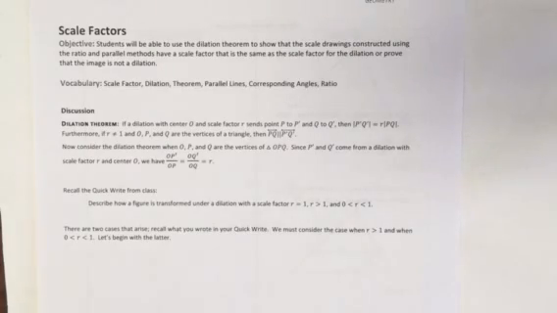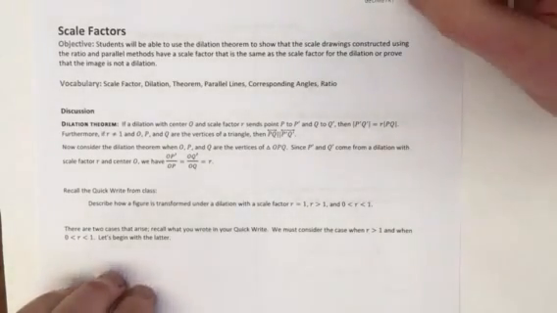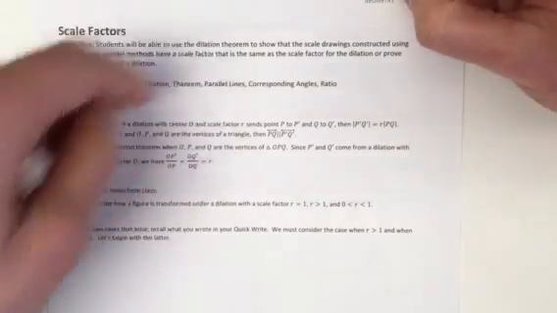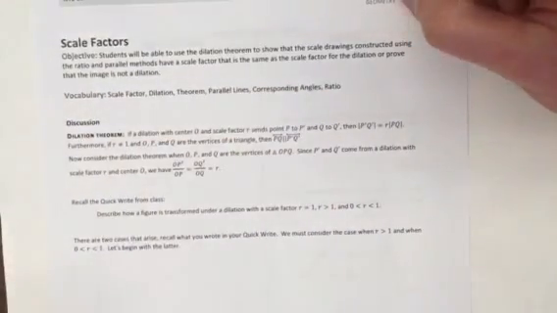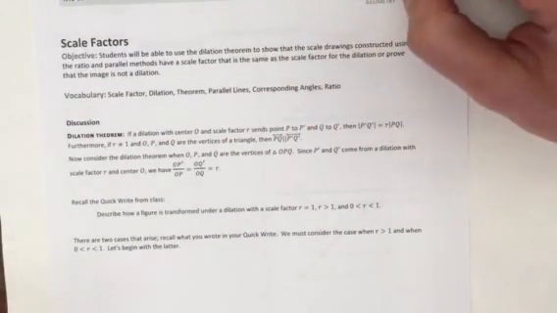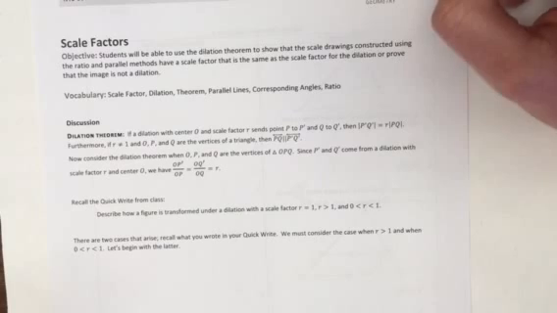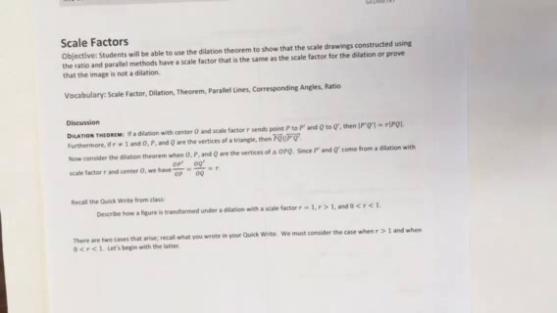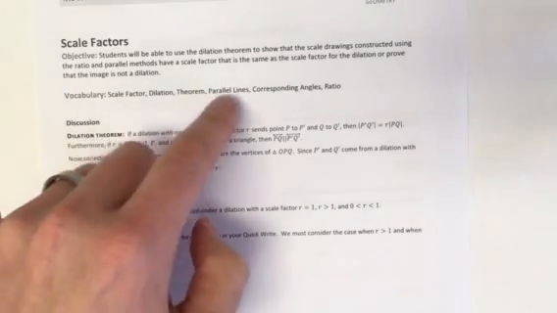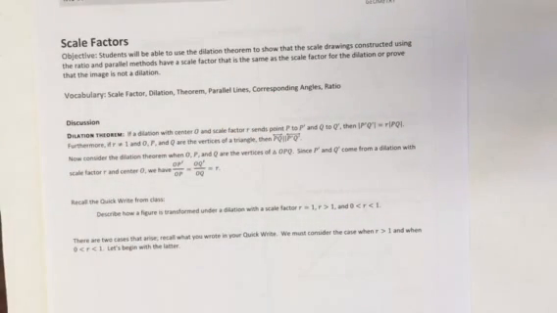To summarize, we're going to make sure that you understand the dilation theorem, which is written right here, and that you can use it to prove or disprove whether an image is a dilation. Some of the vocabulary that you're going to see regularly would be scale factor, dilation, theorem, parallel lines, corresponding angles, and ratio. Our first little bit here will be the proof.